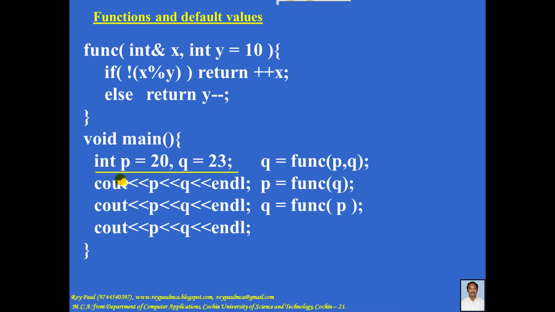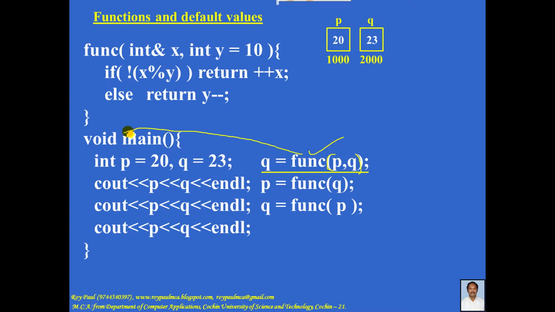Execution of a C++ program starts at the main function. Now the first line, P is equal to 20, Q is equal to 23, so memory should be allocated for P and Q, like this: name, content, some address. Now after this, control comes here. If this symbol is there, understand that it is a function. On encountering a function call, finally control reaches the point where the function is defined. So finally control comes here.